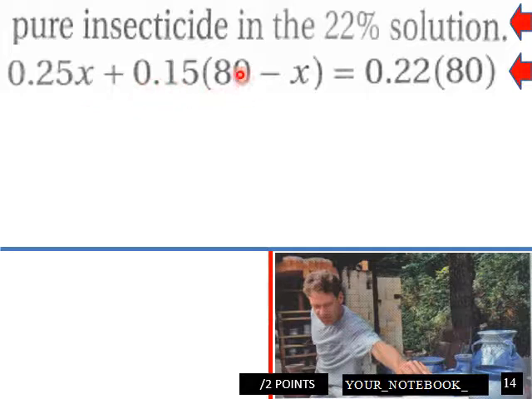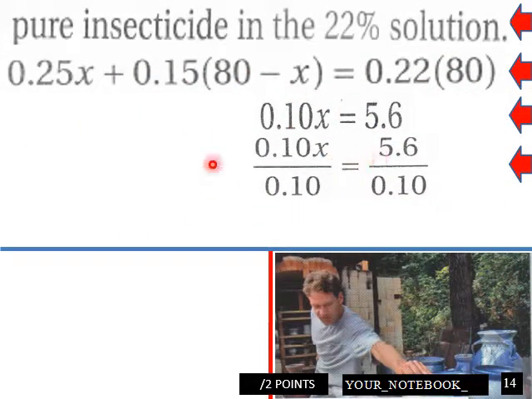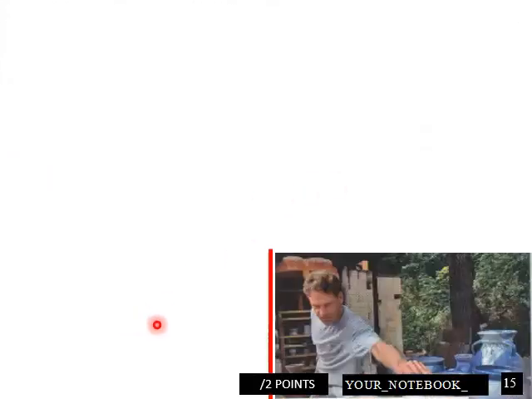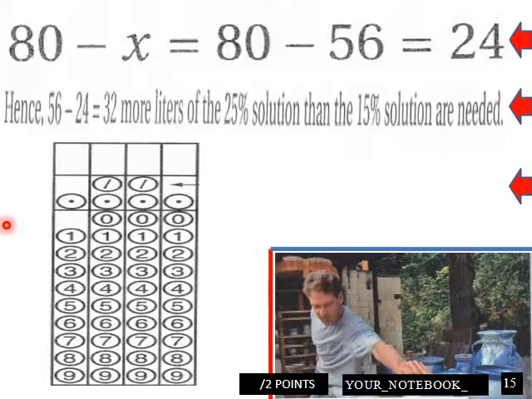0.25x plus 0.15 times 80 minus x equals 0.22 times 80. Then we do our algebra here. 0.10x equals 5.6. Then we solve for x, and we come up with x equals 56. And 56 minus 24 equals 32 more liters of 25% solution than 15% solution are needed, so grid in 32. We plug that back in. 56 minus 24. So that'd be 32.